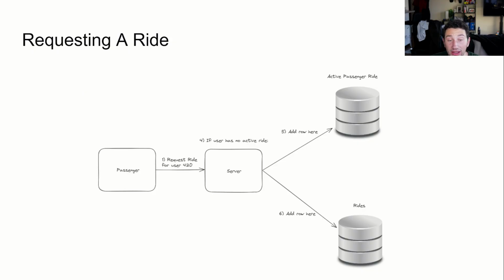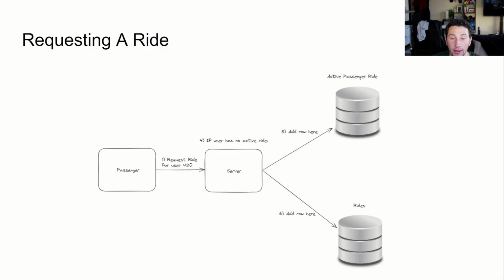That being said, we want to be pretty careful about the ordering here. If we write to the rides table first, we could have a situation where a row is added to the rides table, but never to the active passenger table. Then, we could match our passenger with the driver, and if the passenger all of a sudden connects to a new server, they wouldn't know about their claimed ride.